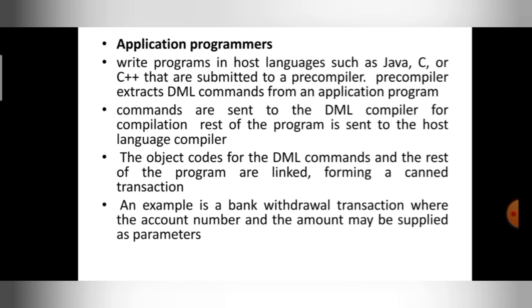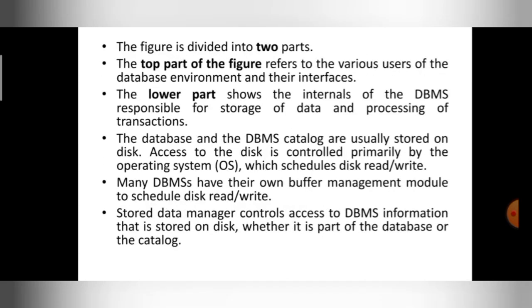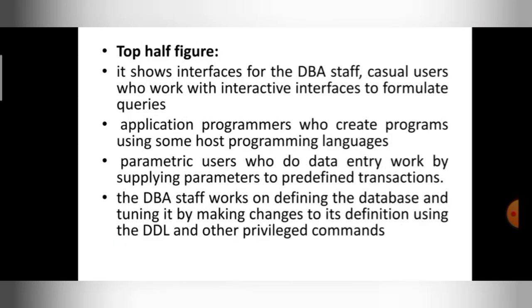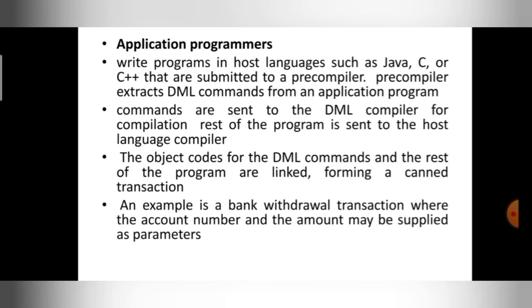Next, application programmers. You know that application programmers write programs using languages such as Java, C, C++, right? So commands are sent to the DML compiler. You can see there in the diagram. Application programs go to the pre-compiler. How are we going to compile it? Using a DML compiler. Application programs will be taken care of by the DML compiler. It is going to compile them and make the changes in the system catalog. You can see here, right? So commands are sent to the DML compiler for compilation. The rest of the program is sent to the host language compiler.